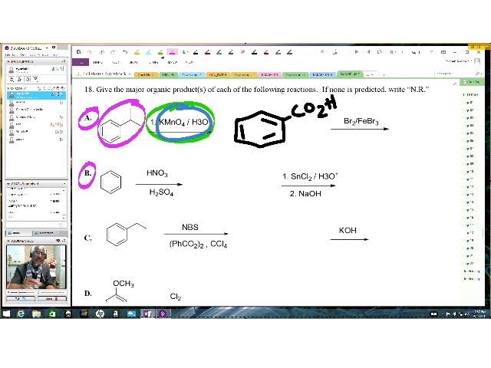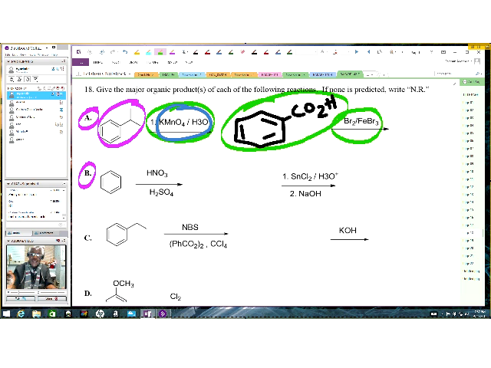As a continuation of A, they want us to react the benzoic acid, this here, with bromine in the presence of iron 3 bromide. What do you think we are going to get here? What will be the product here? What is going to happen? Let's go ahead and write this.